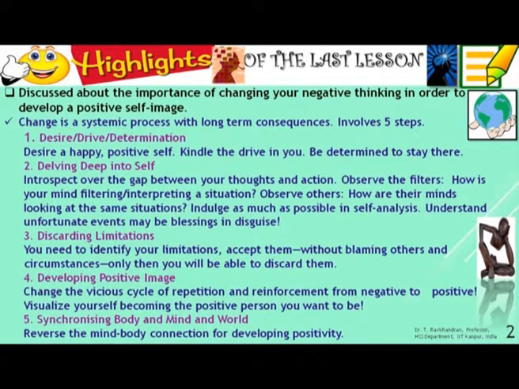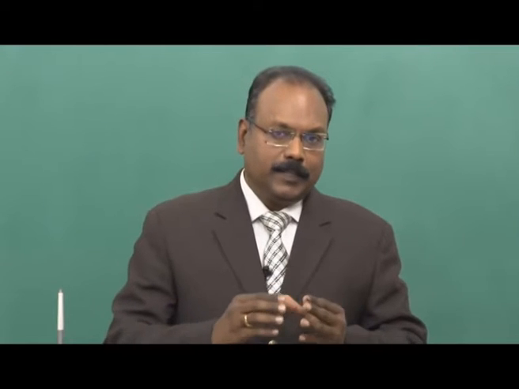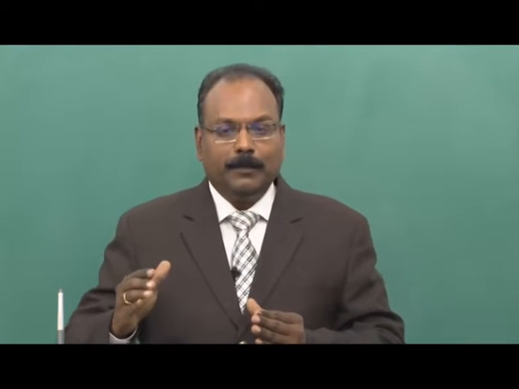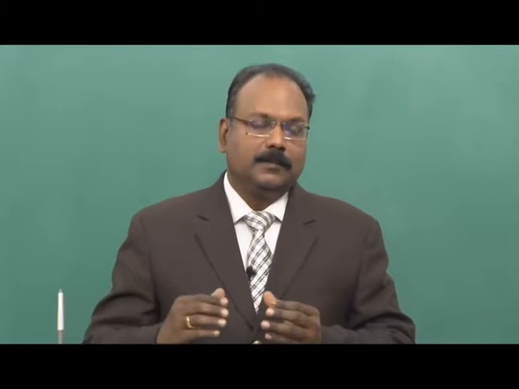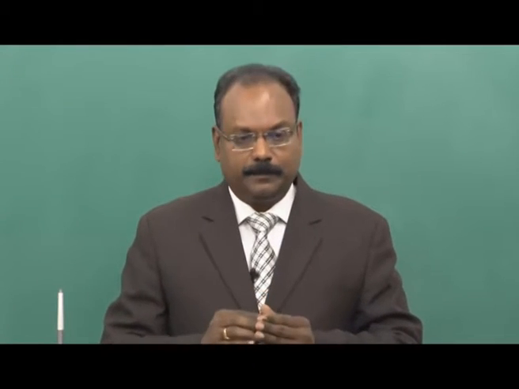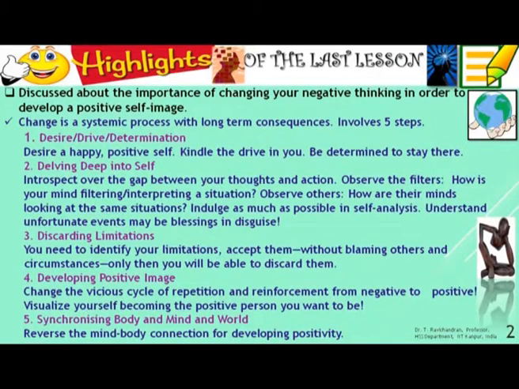The third step is, after identifying our limitations, we need to discard them. Now, before we discard, that is, throw out the limitations from our system, we need to first accept that those limitations are our limitations, our faults, our mistakes. Without blaming others, we need to take full responsibility. Without blaming any environment or circumstances, we have to own ourselves as responsible, and only then we will be able to discard them. And the next stage is developing a positive image.